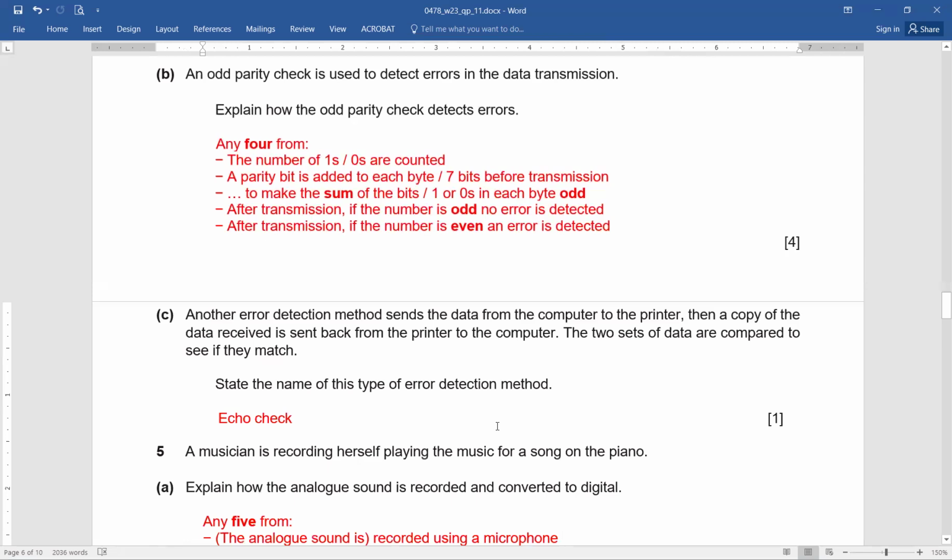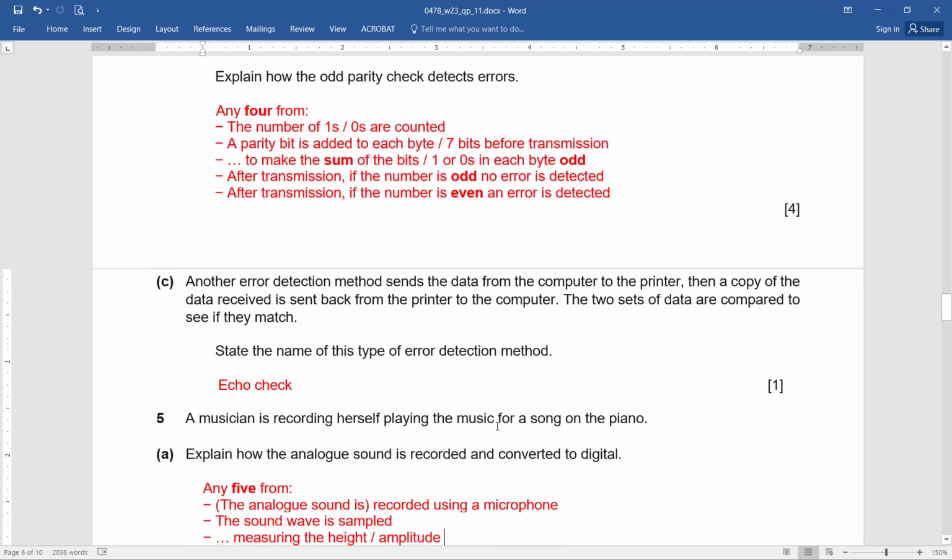Okay, now the next part C. Another error detection method sends the data from the computer to the printer. Then a copy of the data received is sent back from the printer to the computer. The two sets of data are compared to see if they match. State the name of this type of error detection method. So the same copy is sent back to the sender. It means it is going to be your echo check. So simple.